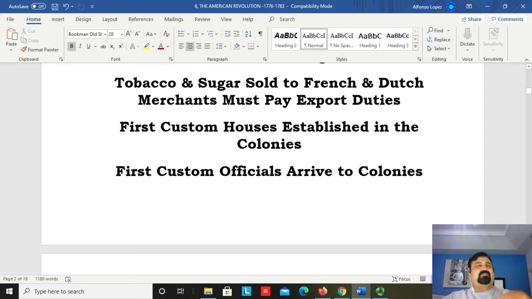Also, in order to monitor and supervise that the Navigation Acts were obeyed, the Navigation Acts also allowed for the creation of the very first custom houses. Custom houses are going to be built in the major ports of the British colonies, and of course, there are going to be custom officials arriving to the colonies, arriving, of course, from England.